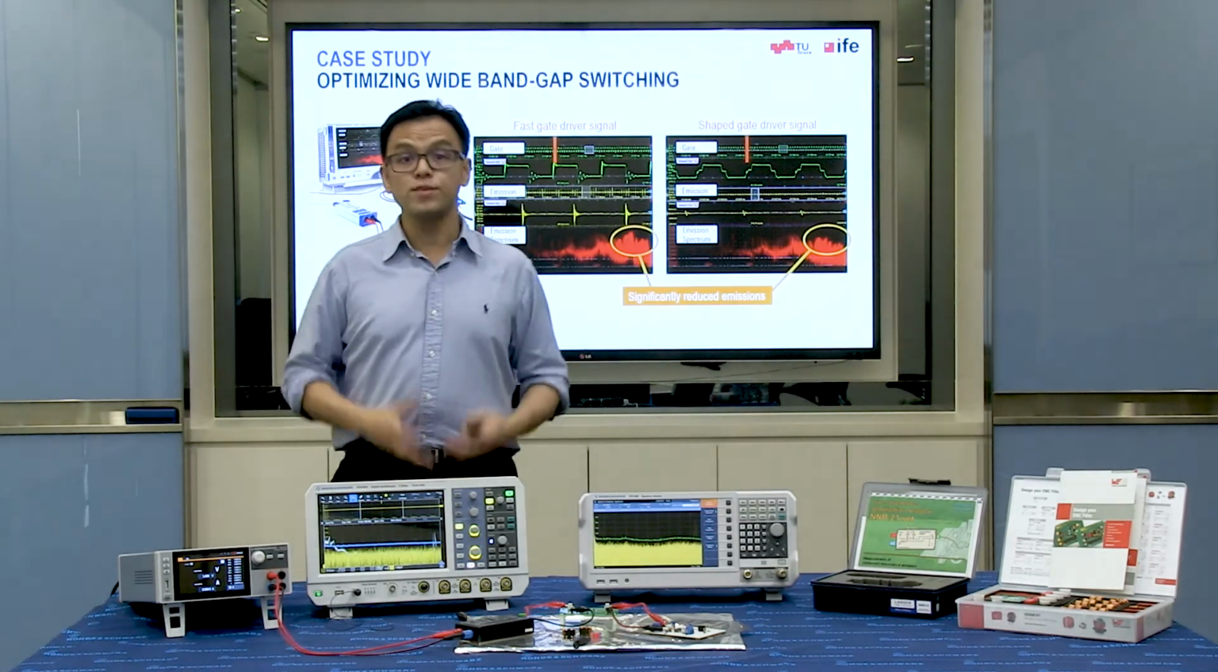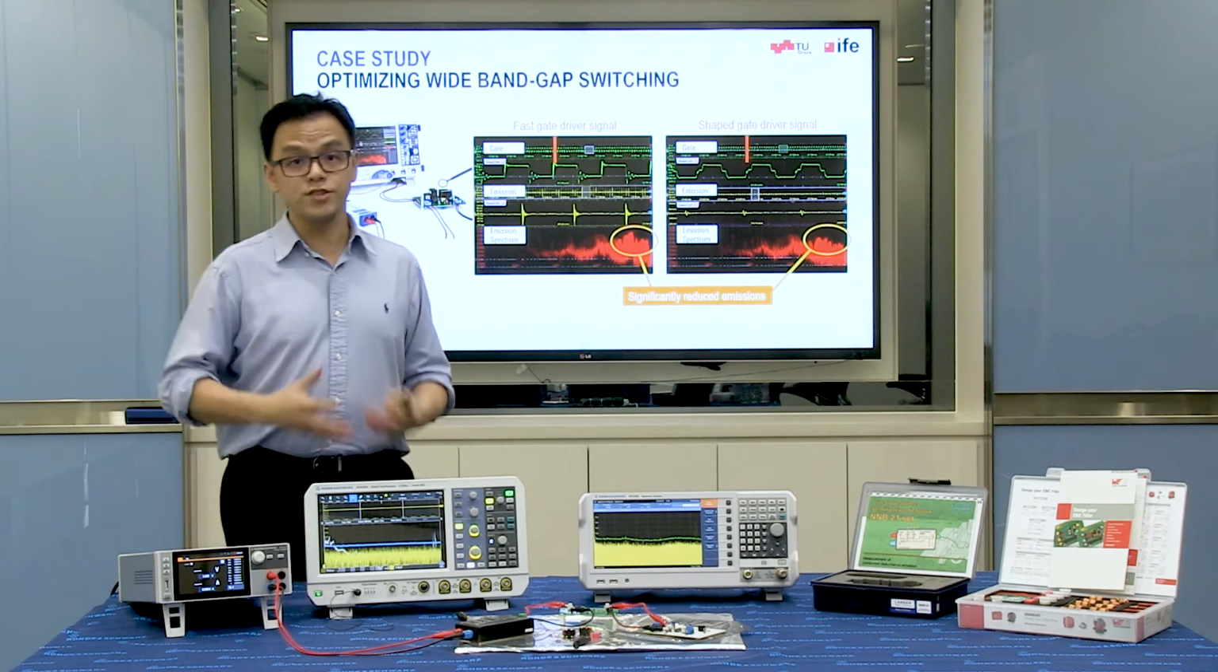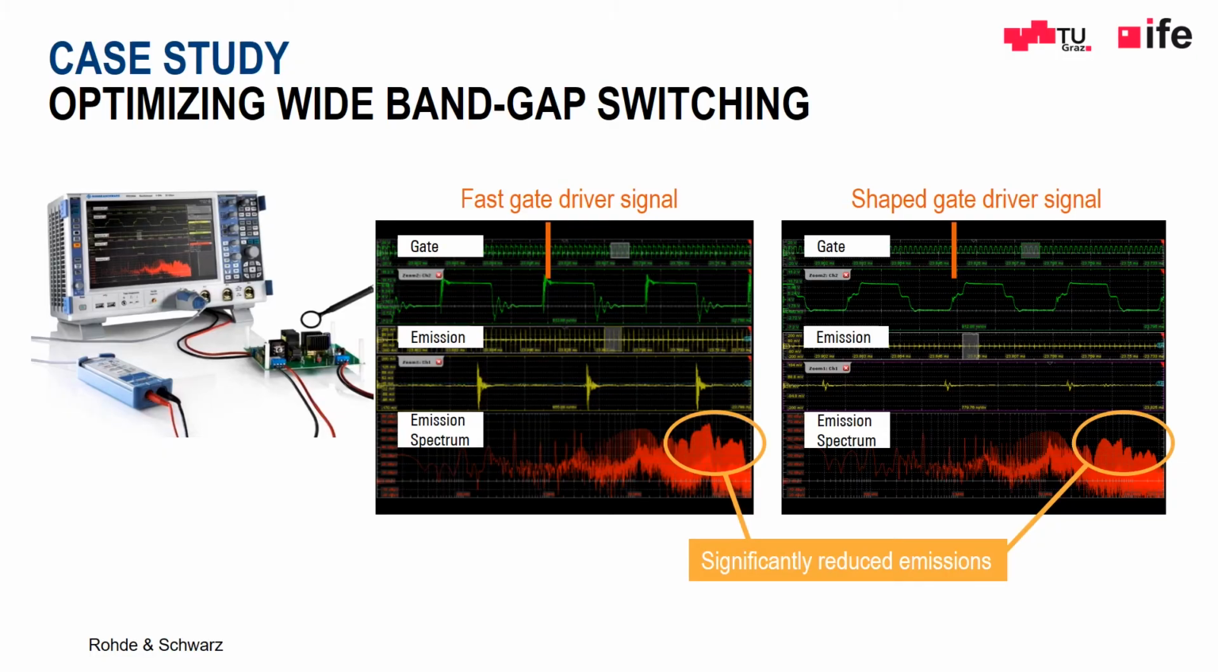Based on our measurement with a near-field probe and a high-voltage differential probe, we can compare the emissions on a fast-gate driver signal and compare that to a shaped-gate driver signal. Through a scope with FFT, we can easily observe the improvement in emission and in which frequency range.